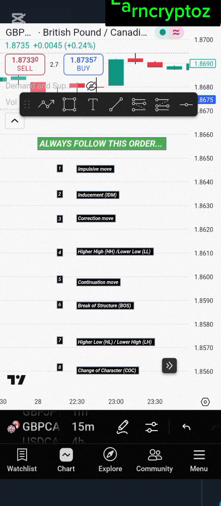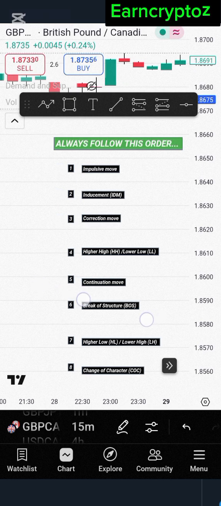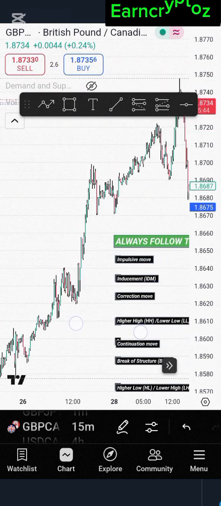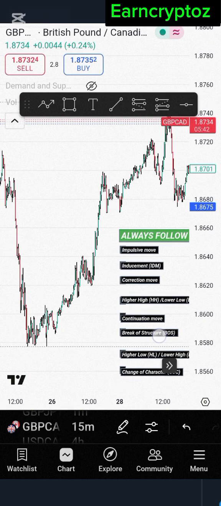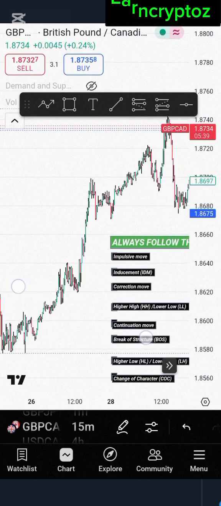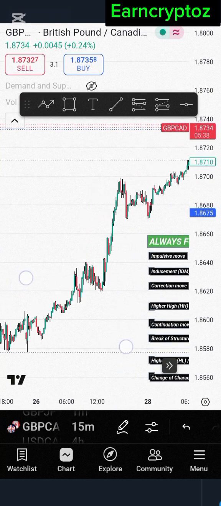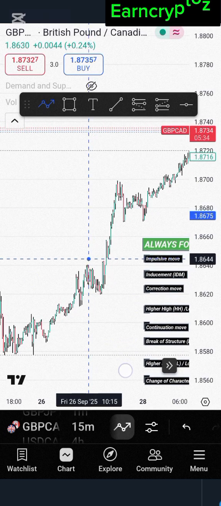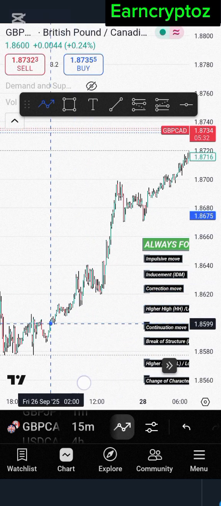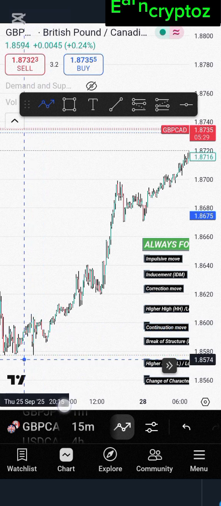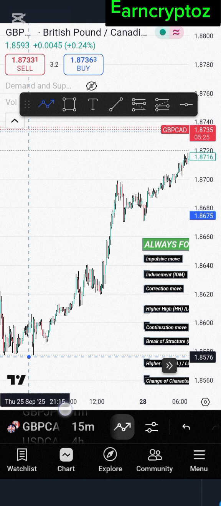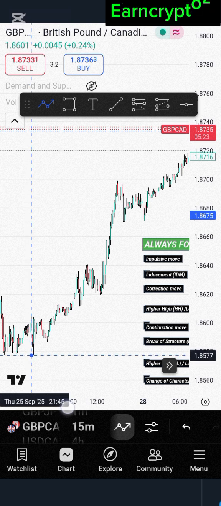Okay, so let's look at it in the real market. Let's see what it looks like. So this is GBP CAD. I'm just going to use this part. The first thing is, number 1 is impulsive move. So I'm just going to identify the impulsive move. I'm starting from here just for learning purpose.